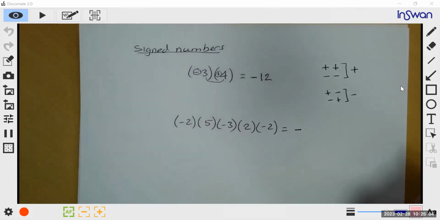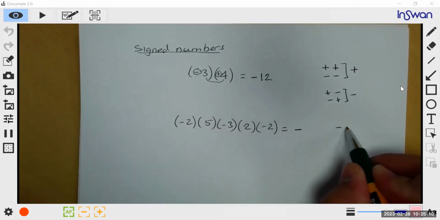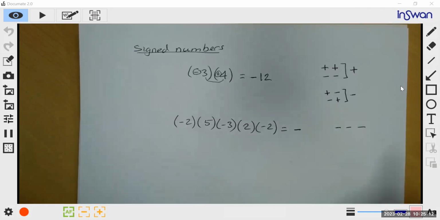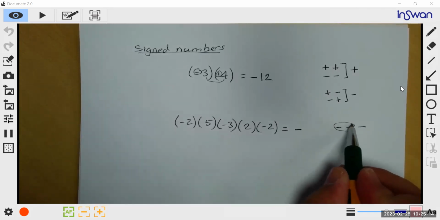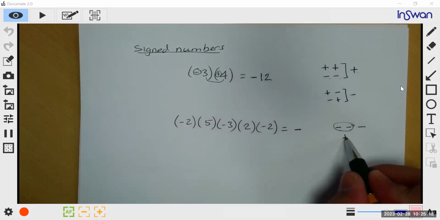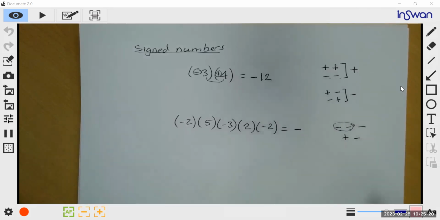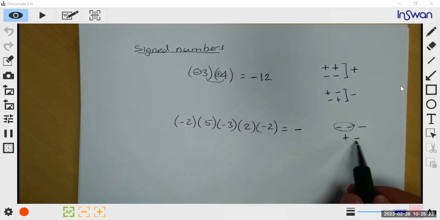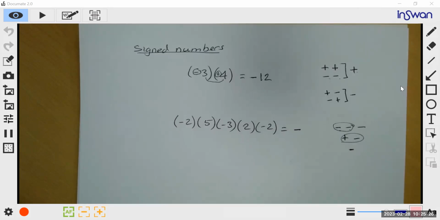Let's see why. How many negative signs do we have? 3. So we have 3 negative signs. Look at the first two. If I have the same signs, that becomes a positive. And I'll bring this one down. So positive times negative is a negative. So that's what happens. But there's an easier way.